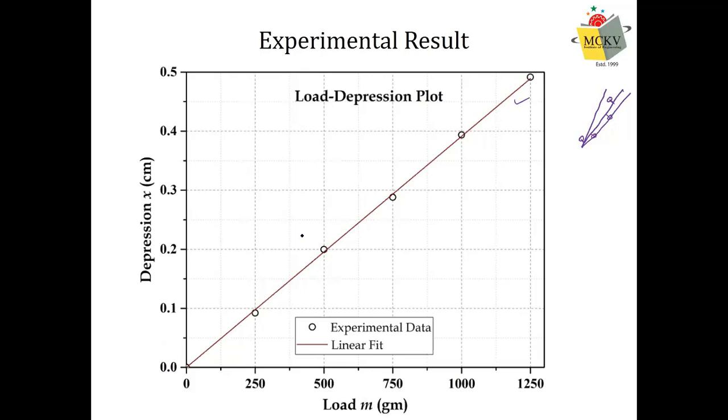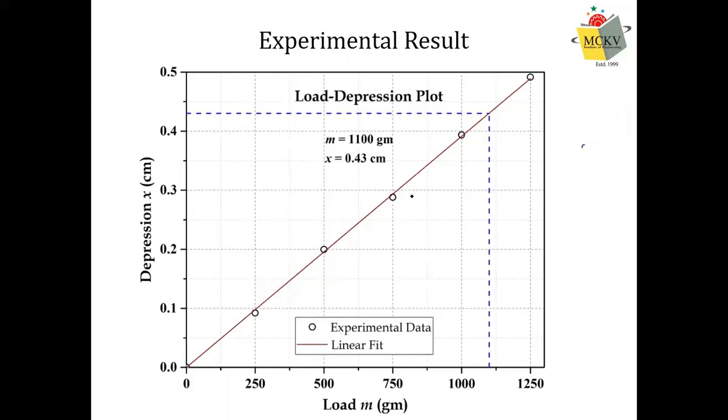Now, whenever we have drawn it, we'll utilize this graph to find out a depression value for any arbitrary load, a load which we have not supplied. We have supplied a few loads, 250, 500, etc. These are the loads we have supplied. Now we'll take any load which is not supplied at all, a non-experimental point. I can choose 400 grams, 600 grams, 800, 1100, 1200, like this. Say I am choosing 1100 grams.